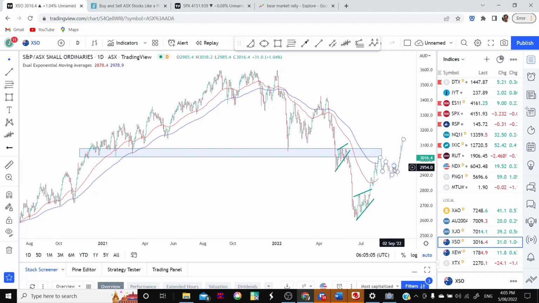Let's see what sort of consolidation we get, and then we can reassess from there.